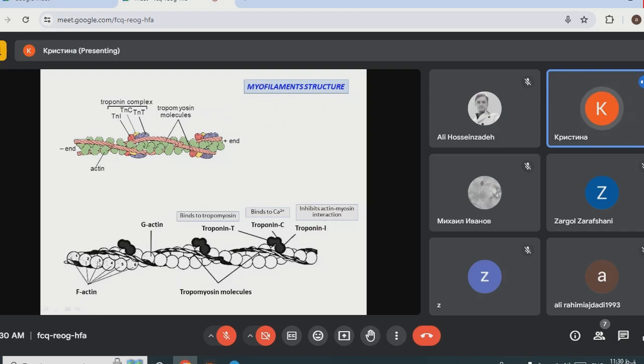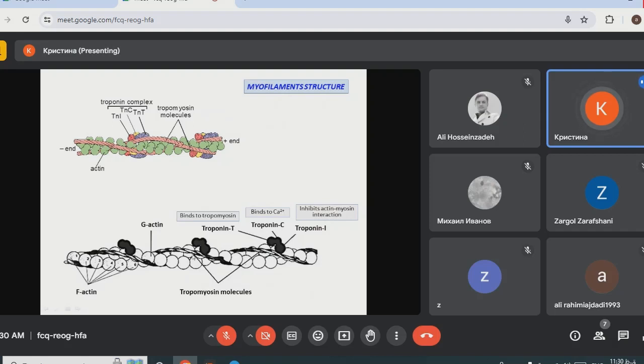These balls, actin proteins, are combined together to form F-actin. F stands for fibril. So a fibril is some elongated structure. So these G-actins form the chains of F-actin, which consists of two chains, one and second one. Also, we have here the tropomyosin molecule, also two molecules.